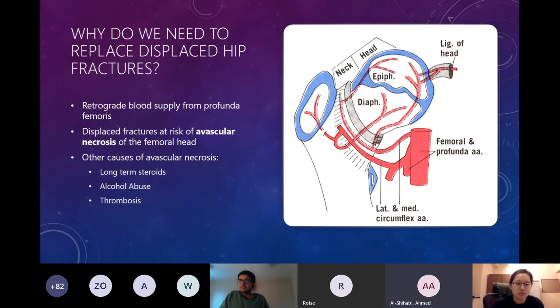But avascular necrosis, if anybody ever asks you why it is important to replace a hip as quickly as possible, it's because if you don't, you interrupt the blood supply. The head of the femur will just die. This is a problem at several parts of the body, but the hip's probably the most drastic one.